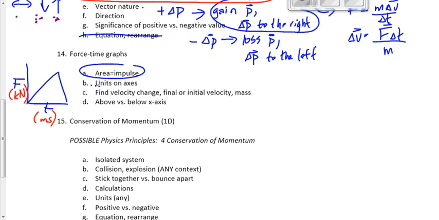Or it might say times 10 to the 2 newtons or whatever the case may be. Make sure you pay really close attention to the axes on the units. If it's in kilonewtons and milliseconds, then convert it when you're finding the area to newtons and seconds.